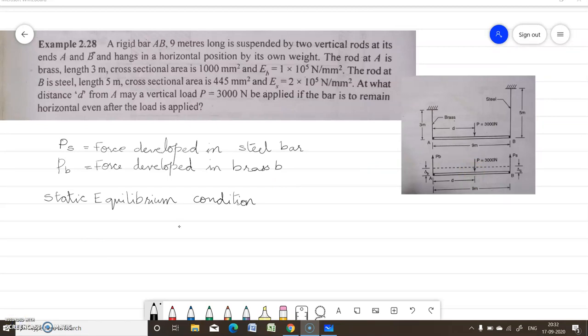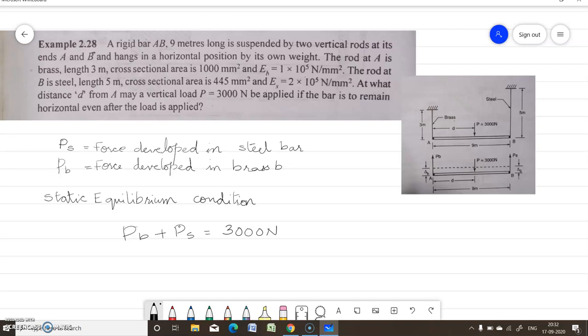Now we'll apply the static equilibrium condition. First one, that is the total load acting downwards will be equal to the sum of the force developed in these two bars. So we can write PB plus PS is equal to load P, which is equal to 3000 Newton. Now it is said, at what distance D from A may a vertical load P equal to 3000 Newton be applied if the bar is to remain horizontal even after the load is applied.